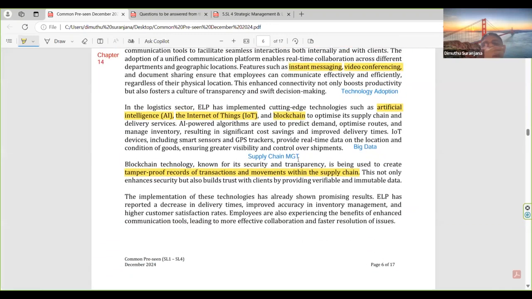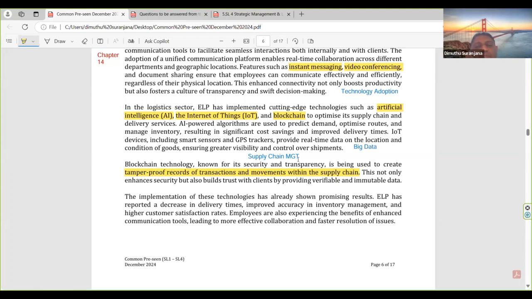In the logistics sector, ELP has implemented cutting-edge technologies. Again, technology, right? Such as artificial intelligence, the Internet of Things, and blockchain. Actually, IoT and blockchain are not within your syllabus, right? Even AI is just mentioned, so no detailed information. To optimize supply chain and delivery services, AI-powered algorithms are used to predict demand, optimize routes, and manage inventory, resulting in significant cost savings and improved delivery time. IoT devices, including smart sensors and GPS trackers, provide real-time data on the location and condition of goods, ensuring greater visibility and control over shipments.